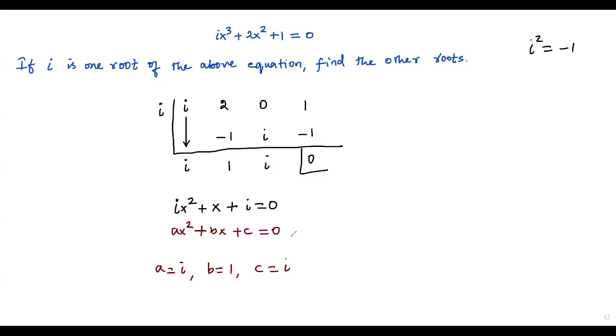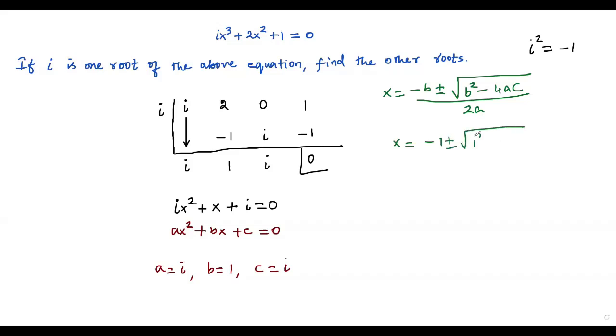Now let me write the quadratic formula over here. x equals -b plus or minus square root of b square - 4ac over 2a. So I have written the quadratic formula. Now let me plug in the values. Negative, the value of b in our equation is just 1, plus or minus square root of b square, which is 1 square, -4 times the value of a, which is i, the value of c is also i, over 2a, that means 2 times i.